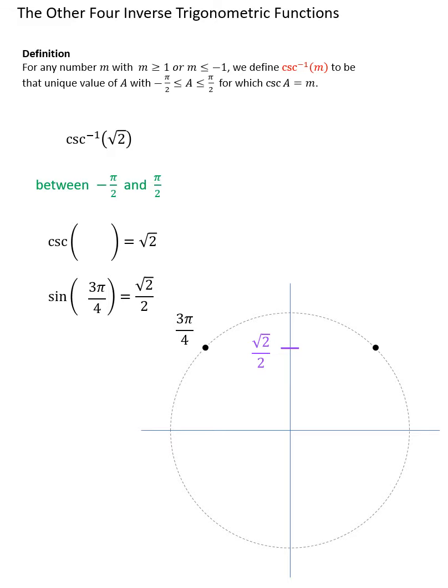3 pi over 4 terminates there, and it has a sine value of radical 2 over 2. But again, 3 pi over 4 is bigger than pi over 2, and therefore not in the range between negative pi over 2 and pi over 2. Now I've made 3 wrong guesses on purpose, and you may not need to make 3 wrong guesses before you make a right guess.